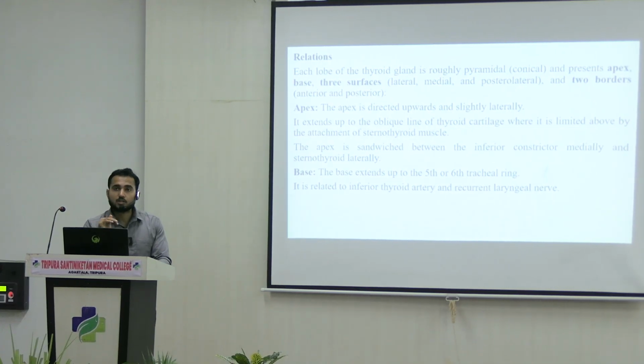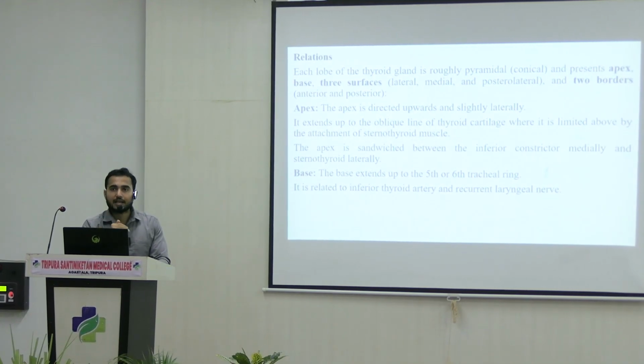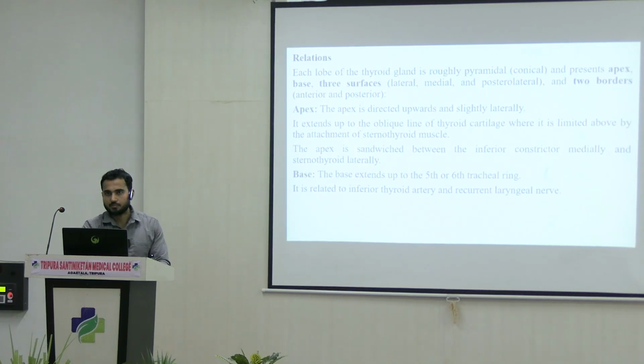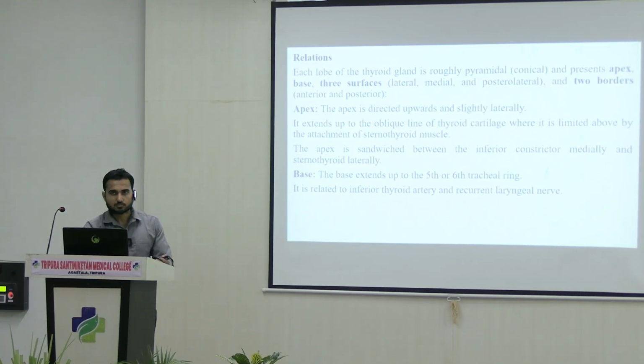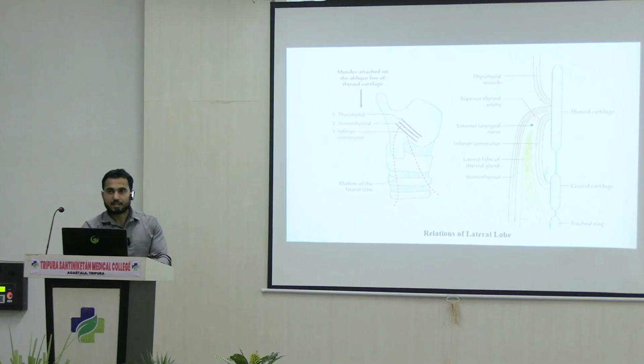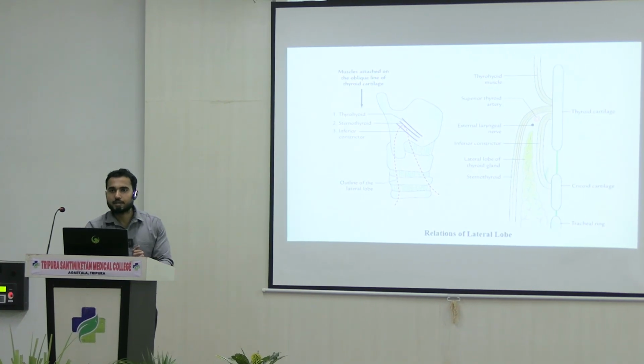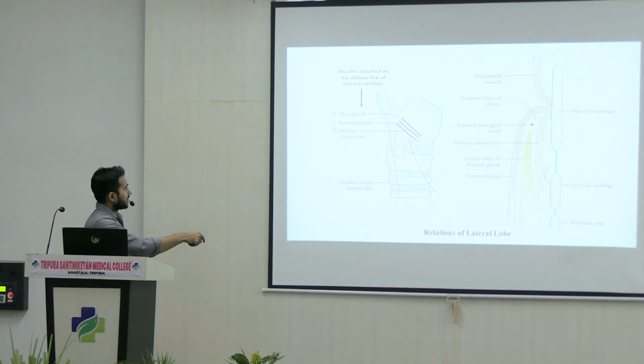Okay, and it is related to the inferior thyroid artery and recurrent laryngeal nerve. Very important relation. Now here you can see the diagram. Can you see the apex? Okay, I have used two diagrams so that you can see the apex. So see, this is the outline of the apex.